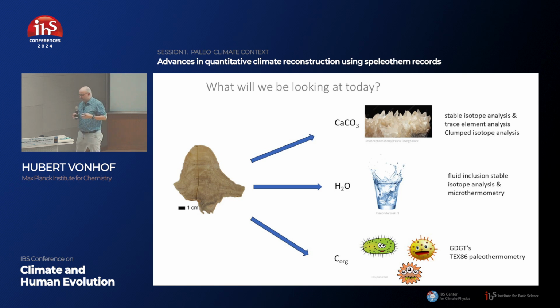If we look at speleothems, we have until now been looking mostly at calcium carbonate, because 99.9% of the speleothem is calcium carbonate. So we get all these beautiful records, but it's not easy to get something quantitative. Although recent advances in clumped isotope analysis actually have been getting very close to proper paleotemperatures from speleothems as well. What I'll be talking about today is the water, which happens to be my personal hobby, and the organic carbon that you can also find in speleothems.